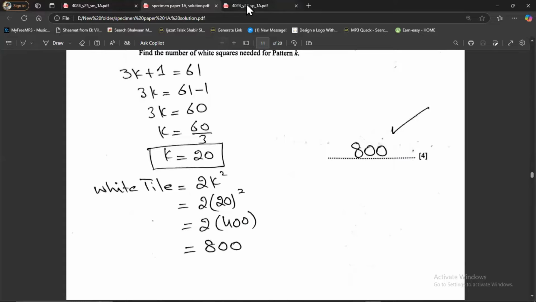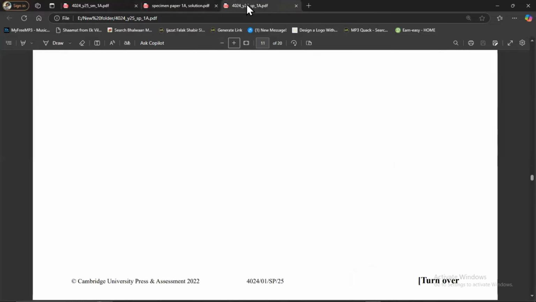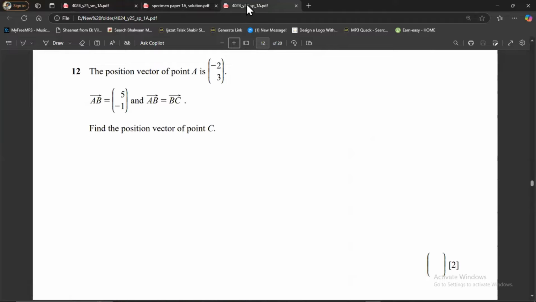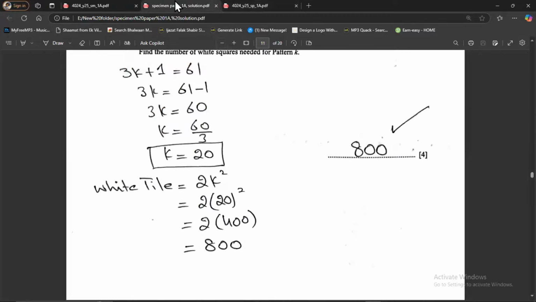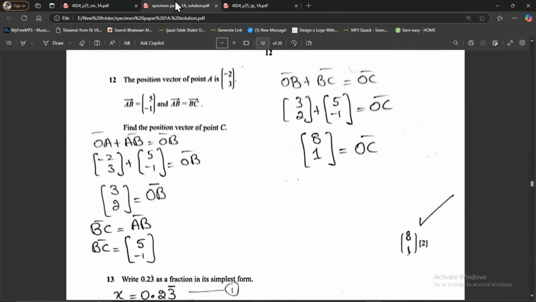Okay, so we are going to the next question, question number 12. He says the position vector of point A is (-2, 3), and AB is (5, -1), and AB is equal to BC. Find the position vector of C. We know OA is given, that's (-2, 3), and we can find OB. Once I know OB, then because AB is equal to BC, I will be able to find the position vector of C, which is the coordinates of point C.